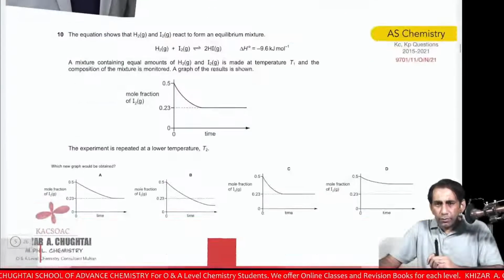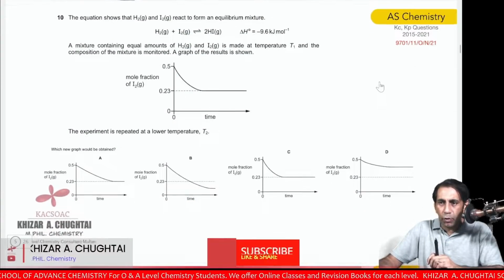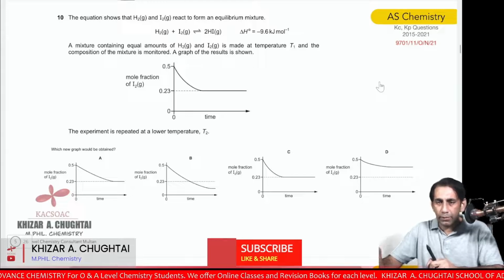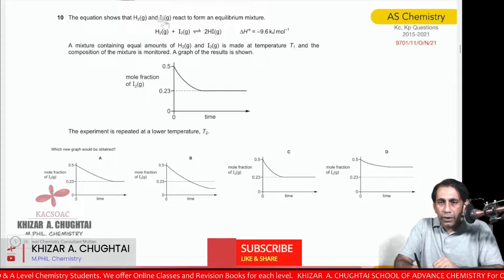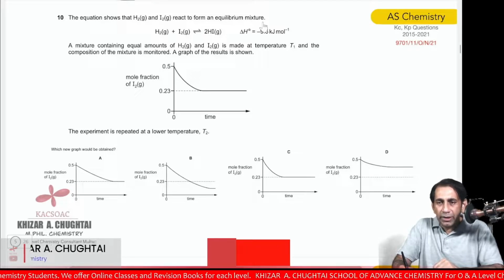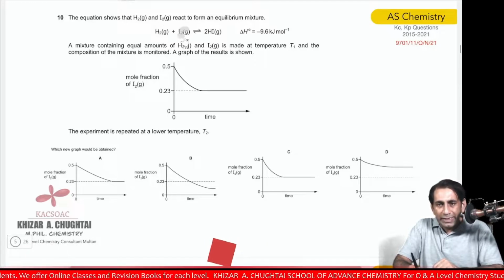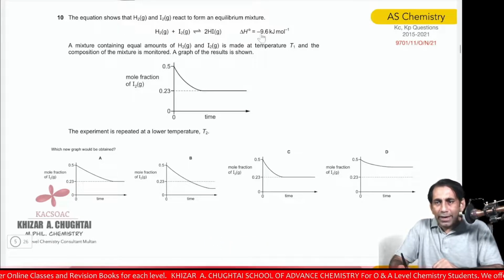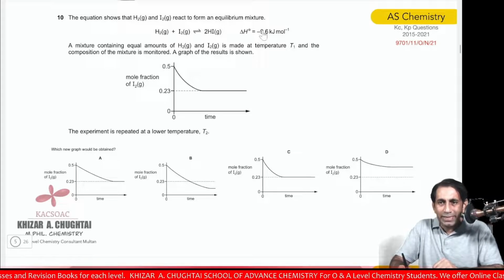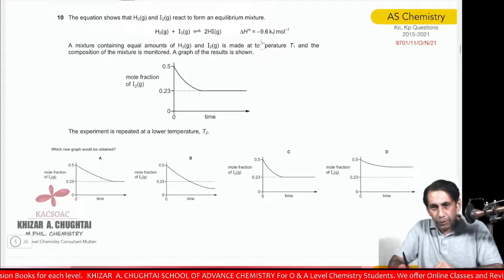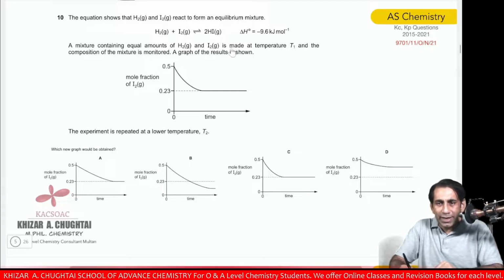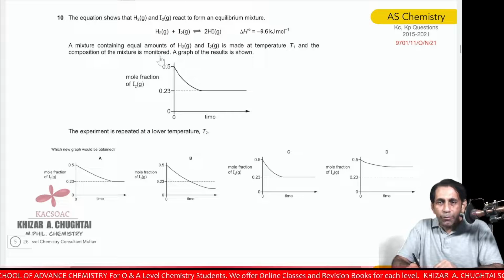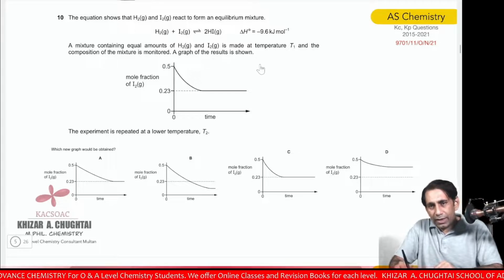I am going to start from this question that is taken from October-November 2021. The equation shows H2 and I2 react to form an equilibrium mixture. H2 plus I2 goes to 2HI, and the enthalpy change for this reaction is minus 9.6 kilojoules per mole. A mixture containing equal amounts of H2 gas and I2 gas is made at temperature T1. The composition of the mixture is monitored. A graph of the result is shown.